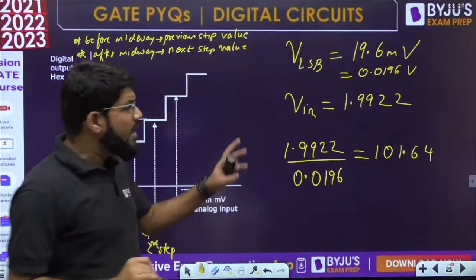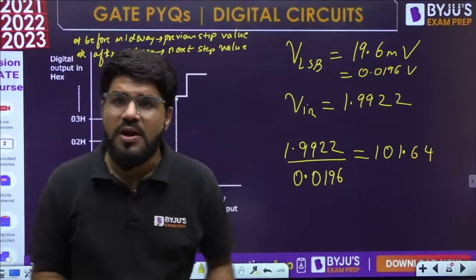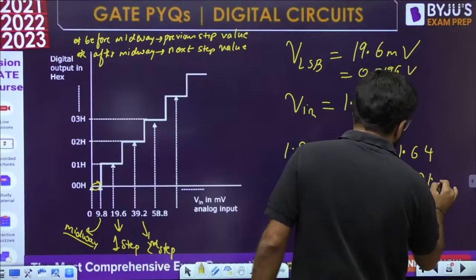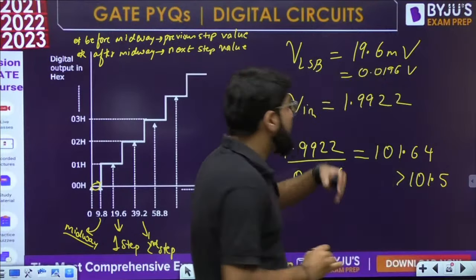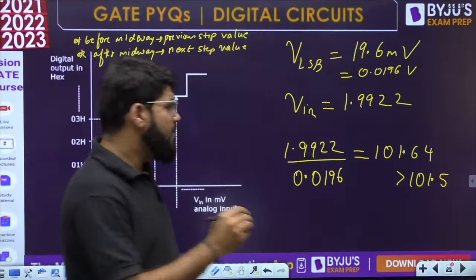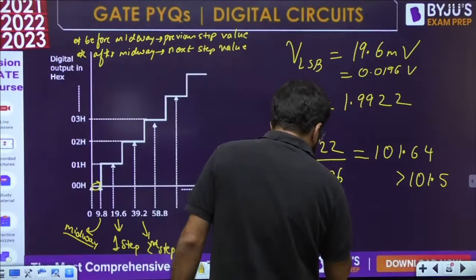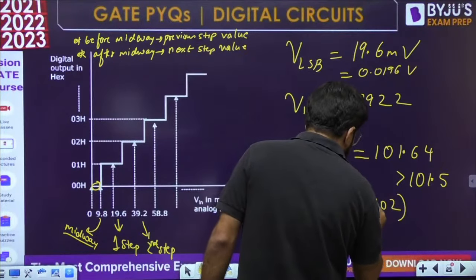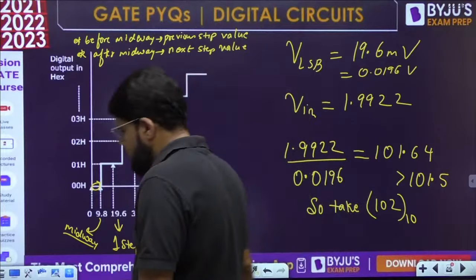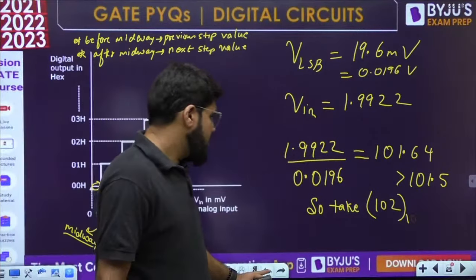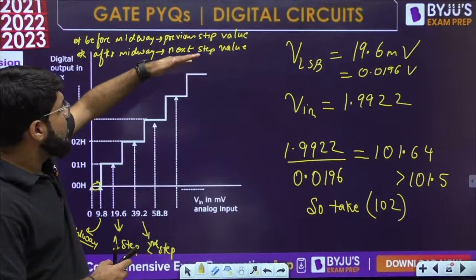So I am at 101.64, which is greater than 101.5. That means it is above the midway. So take your answer as 102. In decimal, I'll be moving to 102.